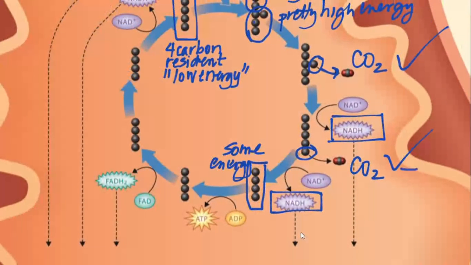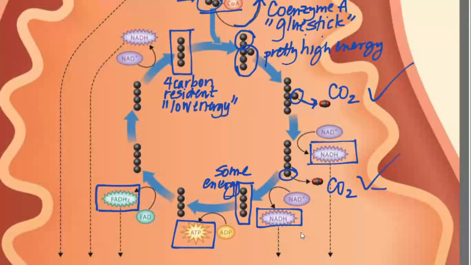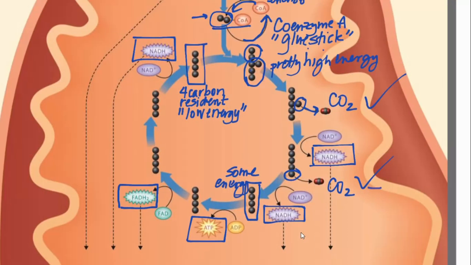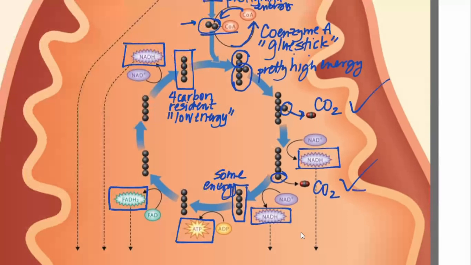And we're going to harvest it by rearranging those bonds. And when we do that harvest, we get an ATP, another electron carrier that's like NADH called FADH2, and one more NADH. Okay. When we've taken all that energy out, we have our 4-carbon resident restored, and the whole cycle can repeat.